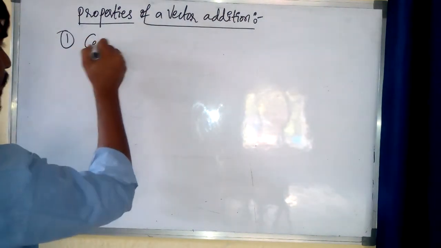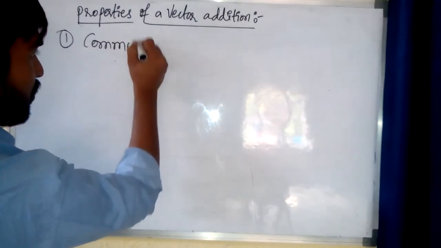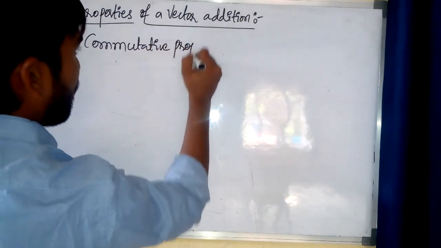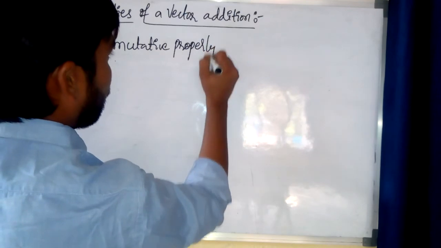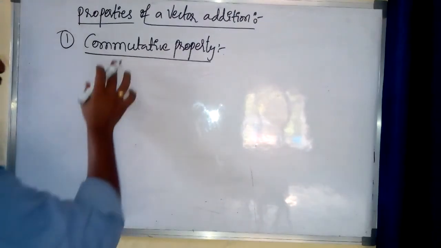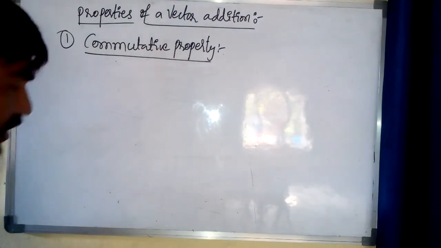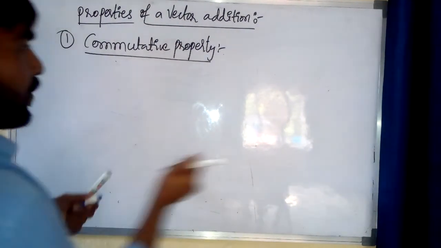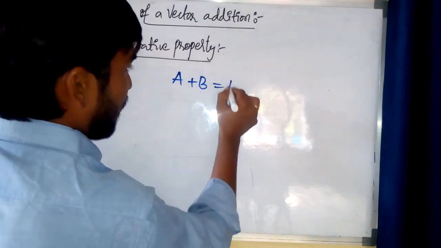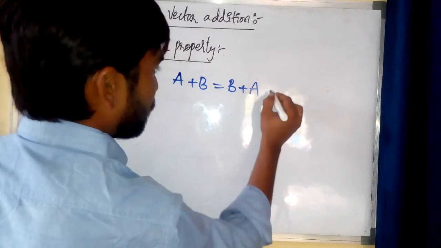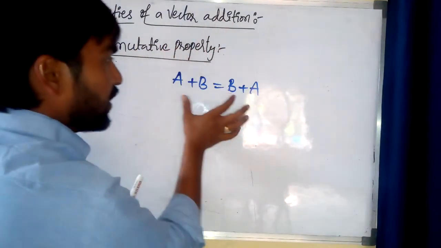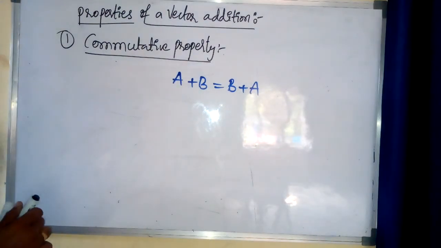It satisfies the commutative property. What is the commutative property here? The vector addition A plus B is equal to B plus A. So this is the vector commutative property, and vector addition satisfies the commutative property.